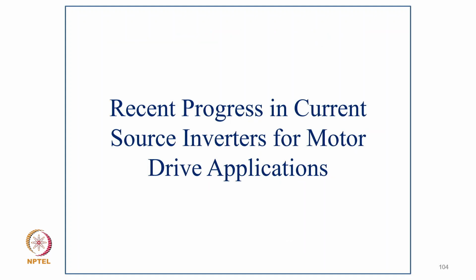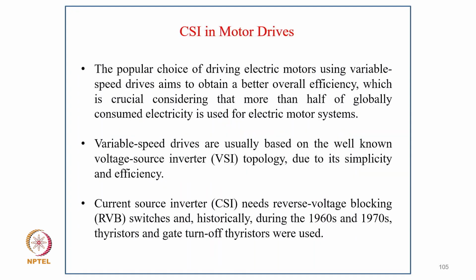Now coming to recent progress in current source inverters for motor drive application. So the popular choice of driving electric motors using variable speed drives aims to obtain a better overall efficiency, which is crucial considering that more than half of globally consumed electricity is used for electric motor application systems. And second, variable speed drives are usually based on the well-known voltage source inverter topology due to its simplicity and efficiency.